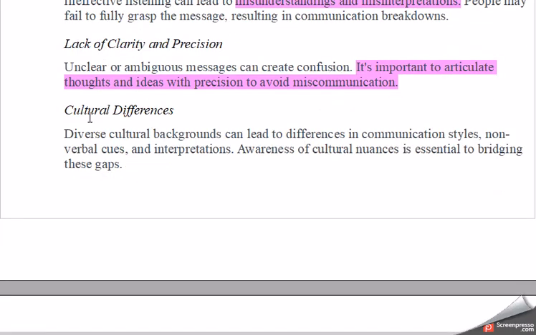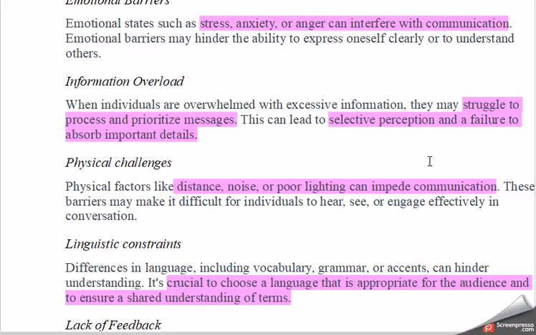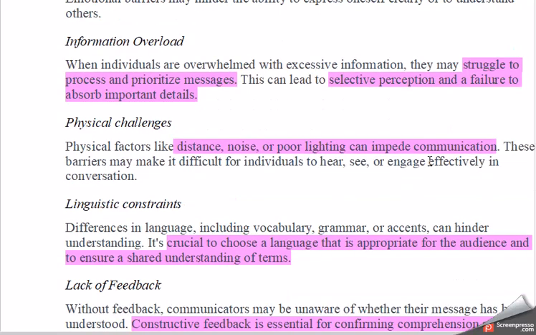The next one is cultural differences. Diverse cultural backgrounds can lead to differences in communication styles, nonverbal cues, and interpretations. Awareness of cultural nuances is essential to bridging these gaps. Emotional barriers: emotional states such as stress, anxiety, or anger can interfere with communication. Information overload: when you have lots of information to process, you will struggle to process and prioritize these messages. This can lead to selective perception and a failure to absorb important details.